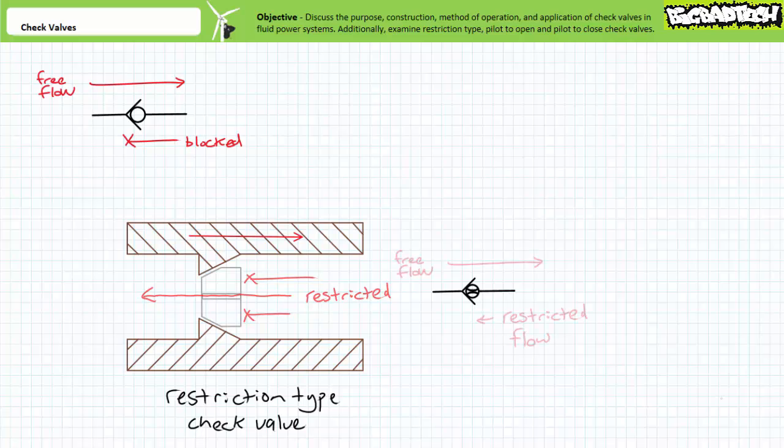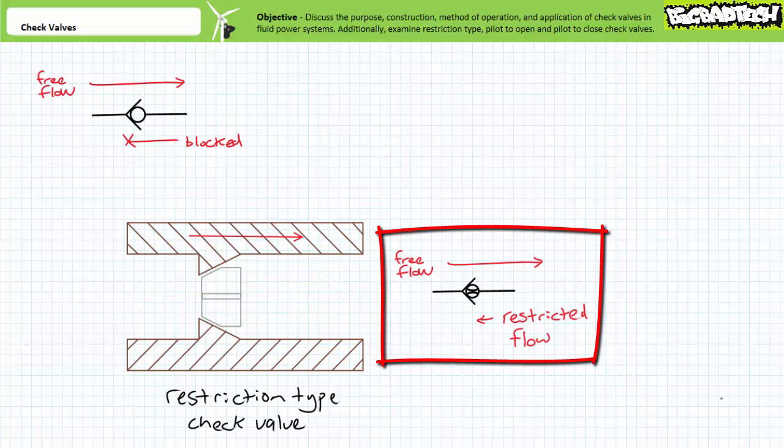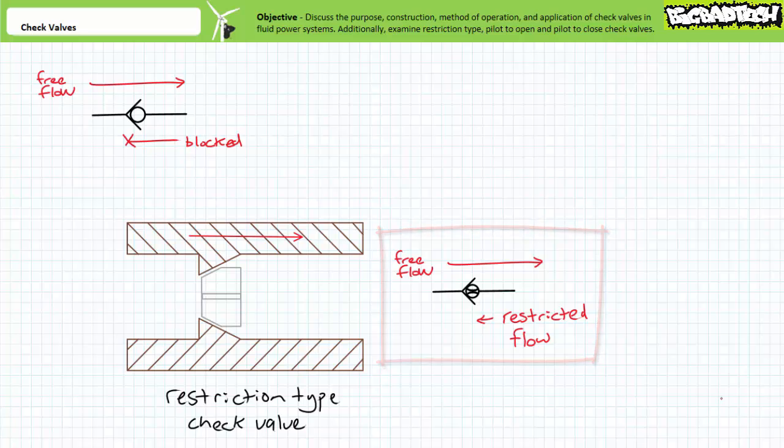The schematic symbol for a restriction type check valve shows a regular check valve with a fixed restriction drilled through the center of the ball. Free flow pushes the ball off the seat. In contrast, restricted flow pushes the ball onto the seat and is forced to negotiate the tiny passage. It should be noted that even regular check valves exhibit a quantity of leakage in the block position, especially with low viscosity or thin liquids at high pressures.